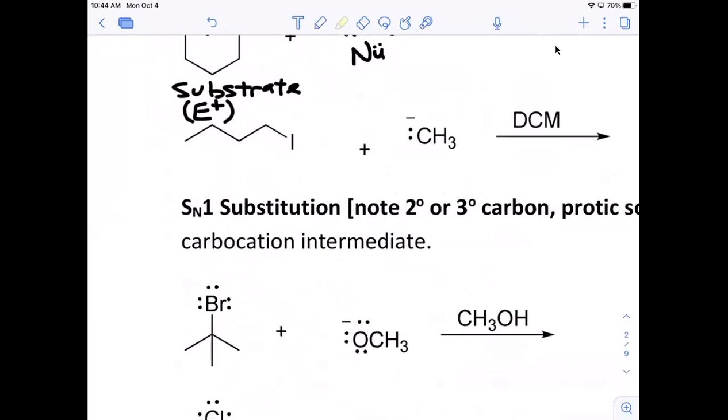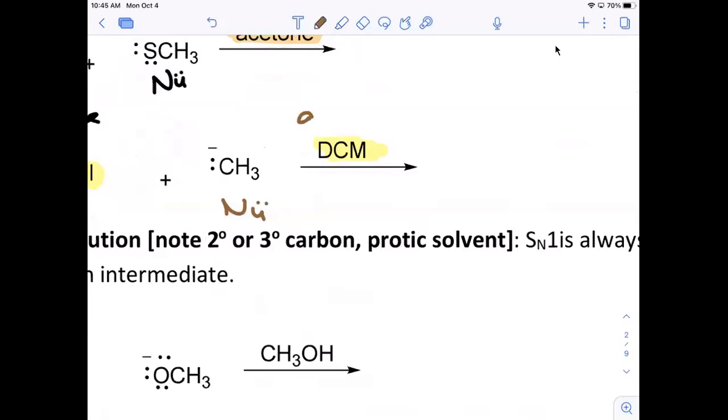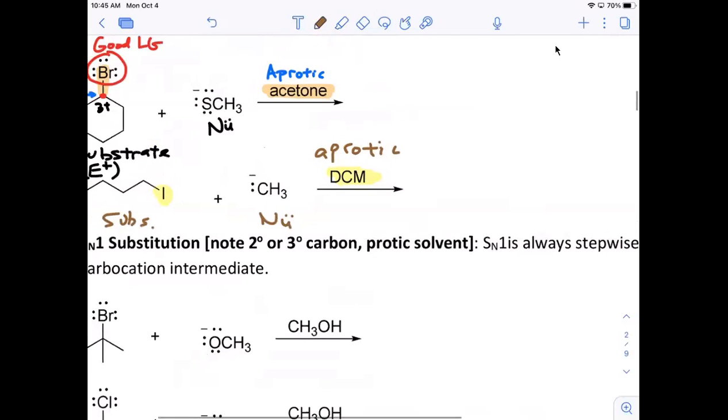Let's look at the second example here. This is my substrate. This is my leaving group. And this is my nucleophile. All right. DCM is an aprotic solvent. It's on the list, so don't panic if you see a solvent and don't know what type it is.